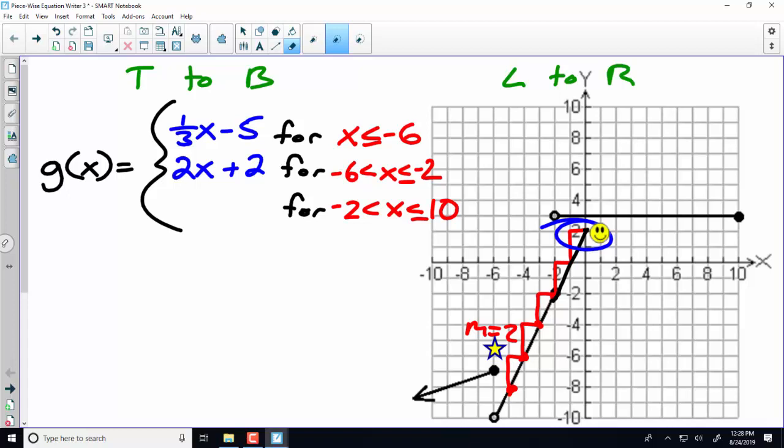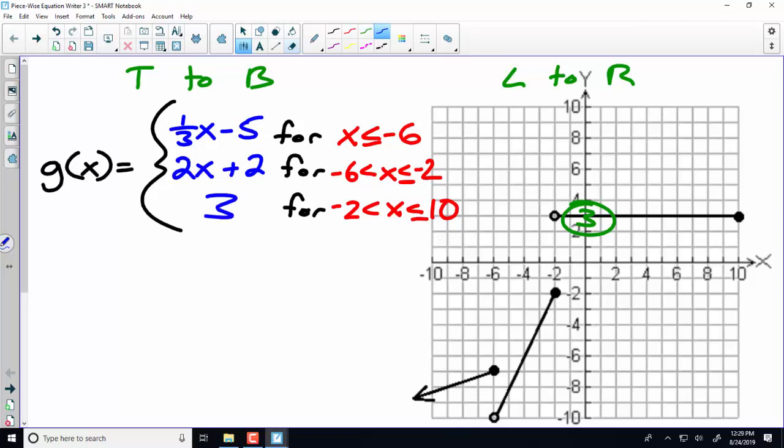All right, let's do the last piece. Easiest part, because it is just a horizontal line segment, so the equation is going to be g of x equals a single number, and because this one actually hits the y-axis, we can see that it hits at 3, so it's just going to be g of x equals 3 for the final piece. And we are done. We have now written the equation for this piecewise function.